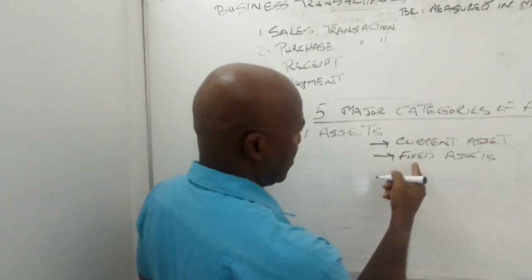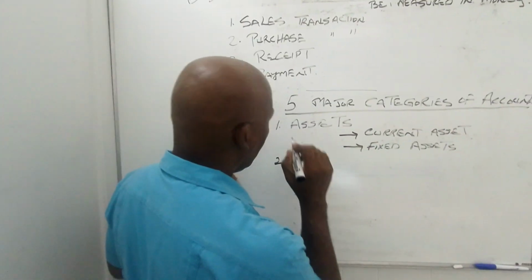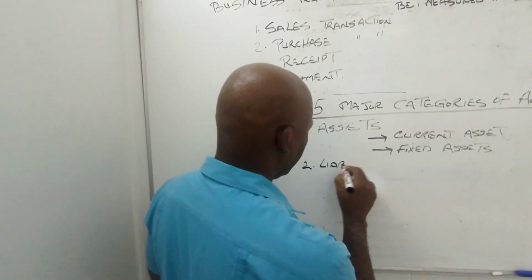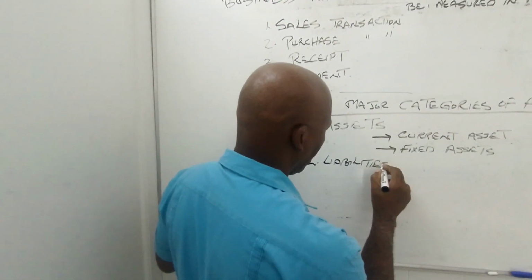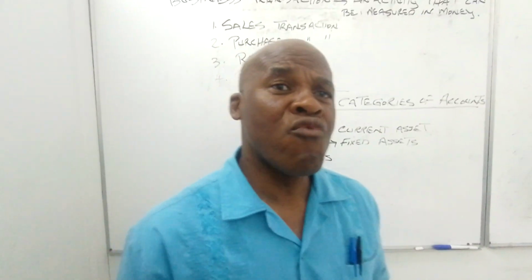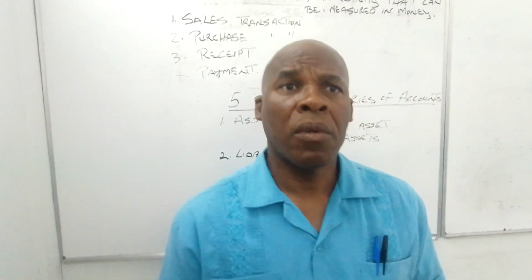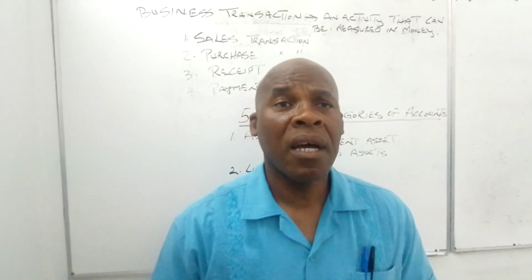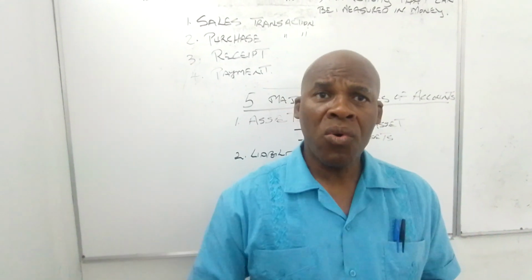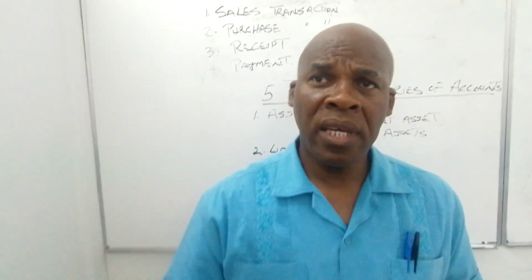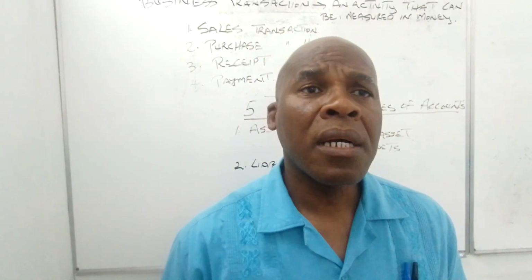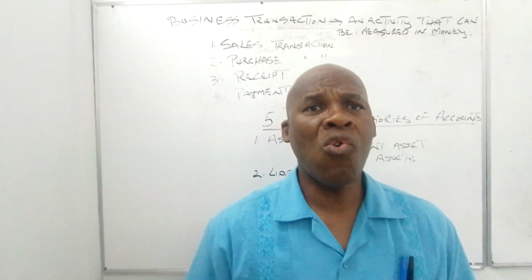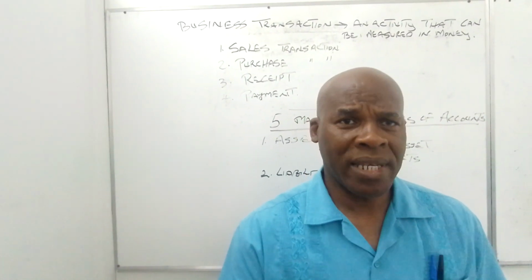So we also have another category of accounts: liabilities. Liabilities represents what you owe. Remember we said purchase of a motor vehicle for the business on credit? Well, we owe that to the car dealer. So it's an amount owed by the company. So any monies owed by the company is considered a liability.